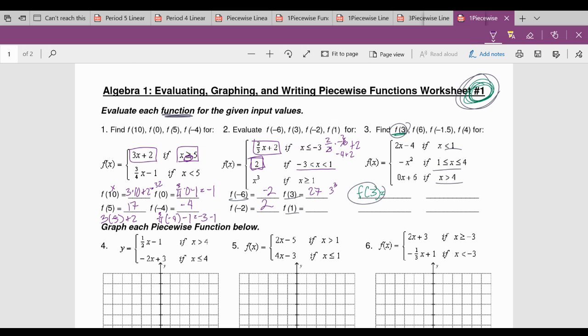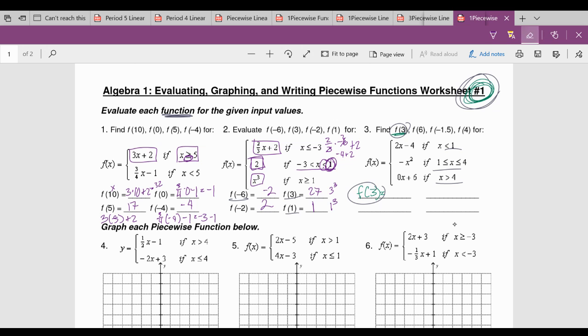And then finally, f of 1. Well, 1 is not going to be here because this one does not say "or equal to." I would have to do x cubed. So that means I'm going to do 1 cubed. 1 times 1 is 1, times 1 is 1.